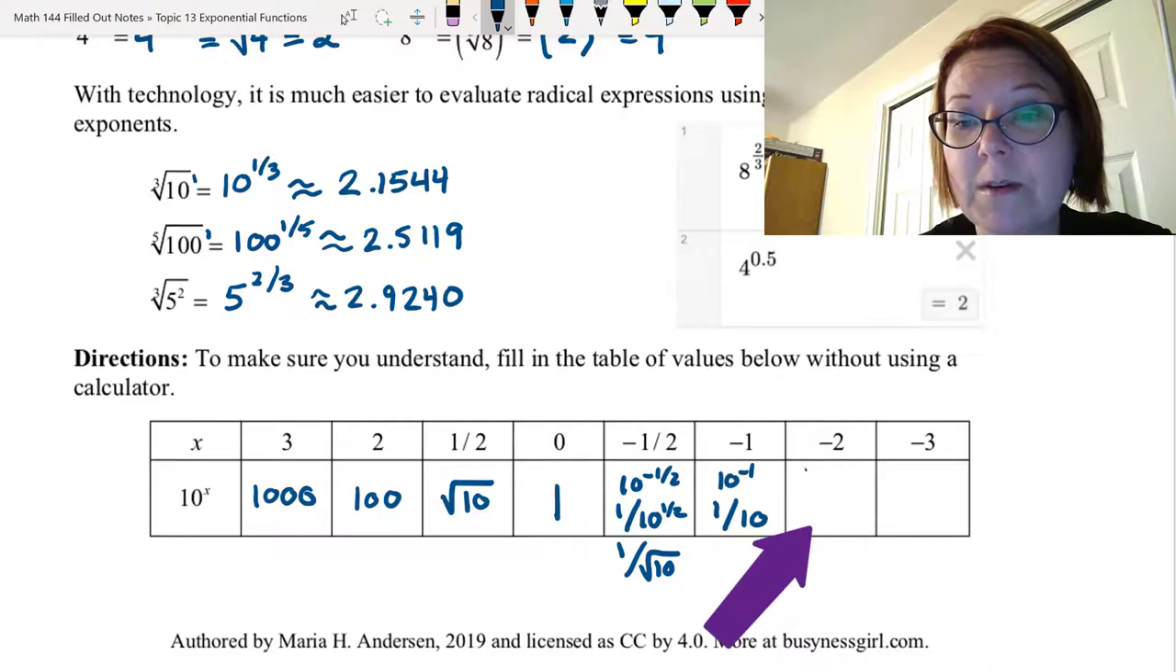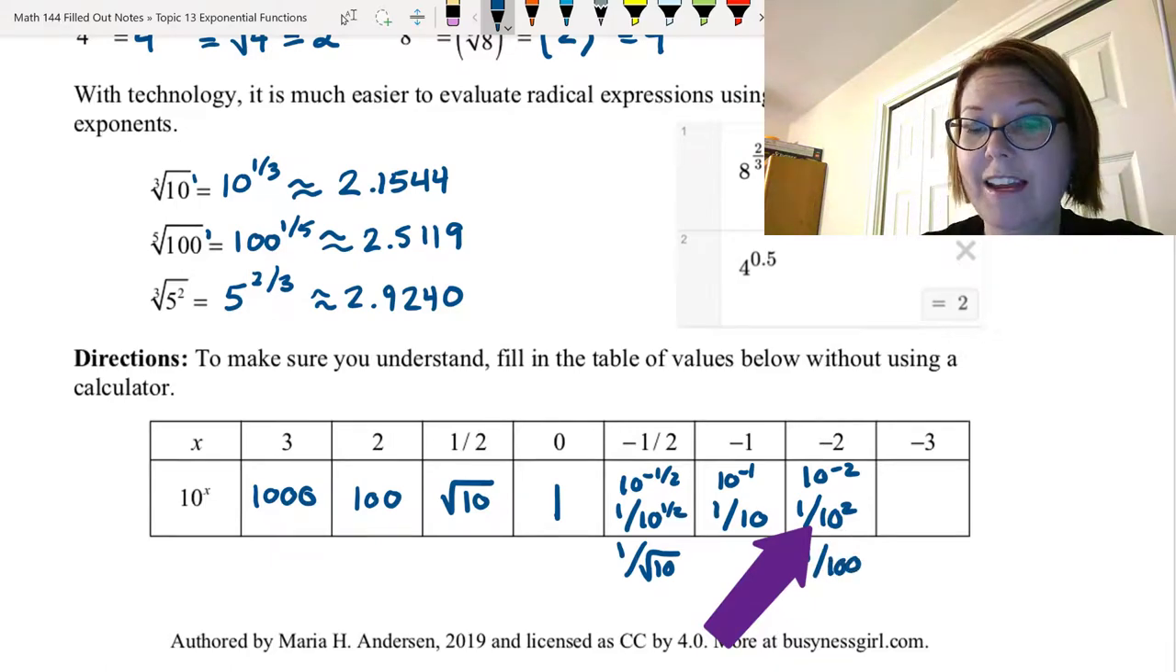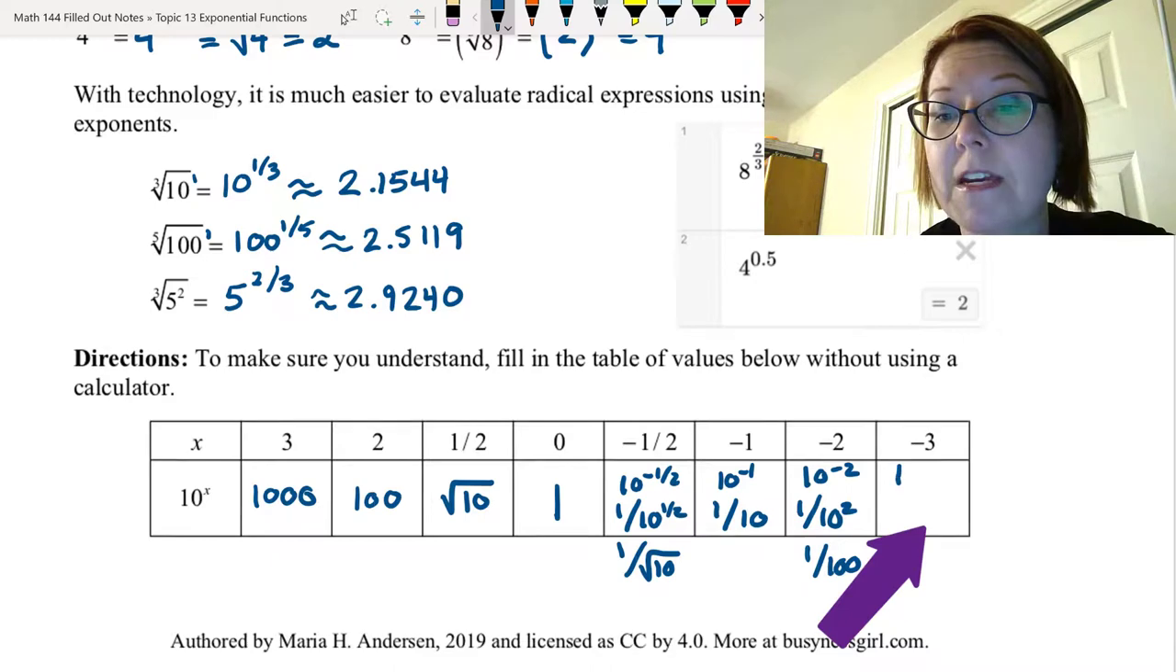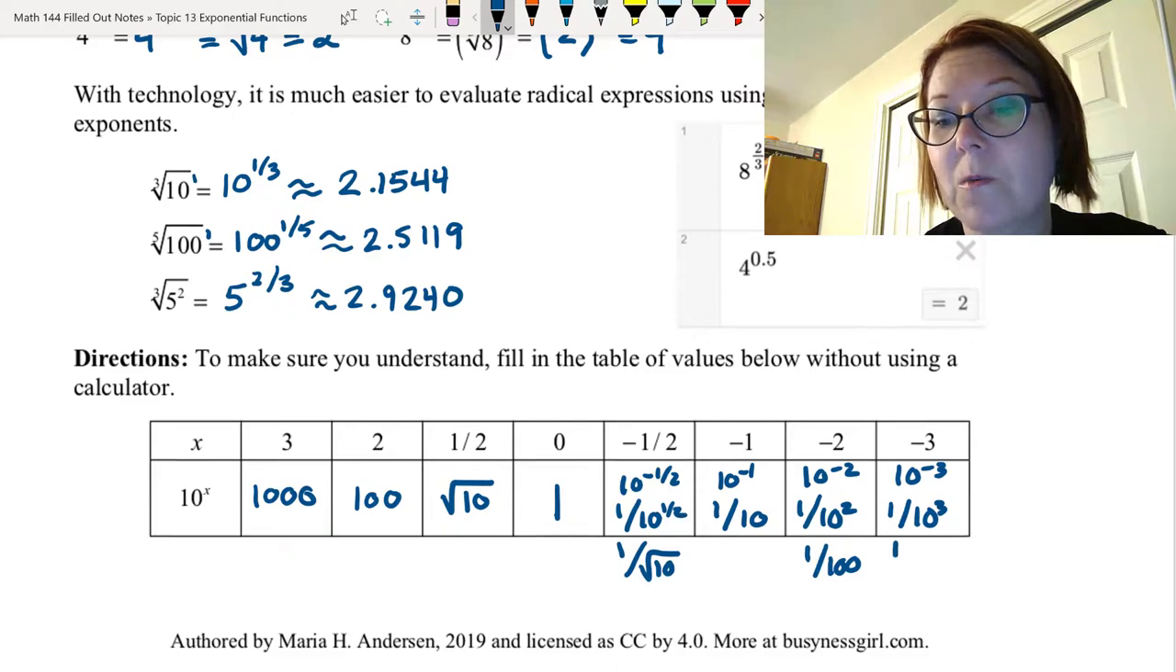At negative 2, we'd have 10 to the negative second, which is 1 over 10 squared, and that would be 1/100th. And then finally, at negative 3, we would have 10 to the negative third. That's 1 over 10 to the positive third, or 1 over 1,000.